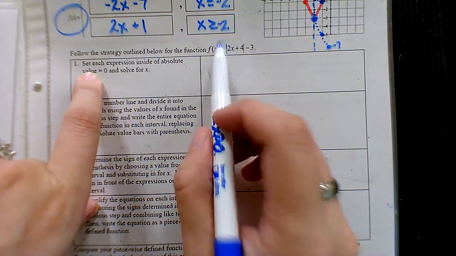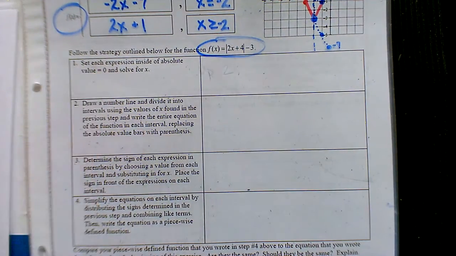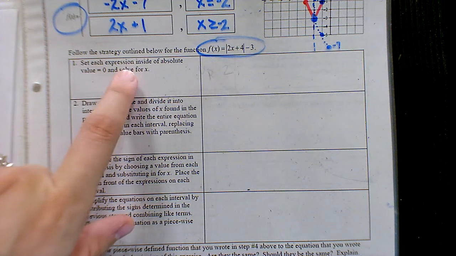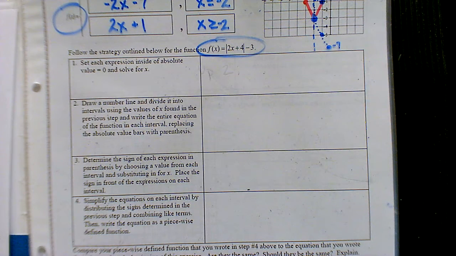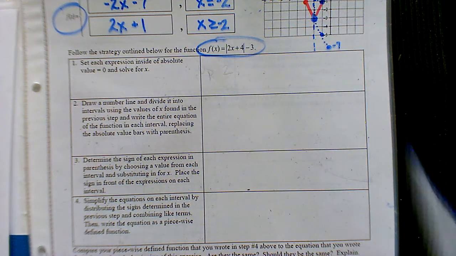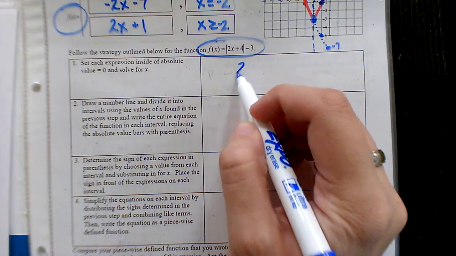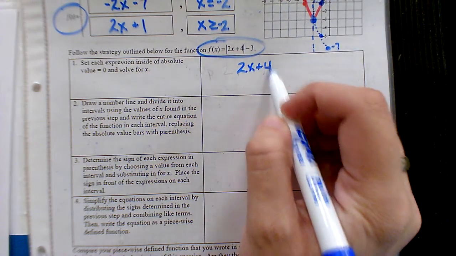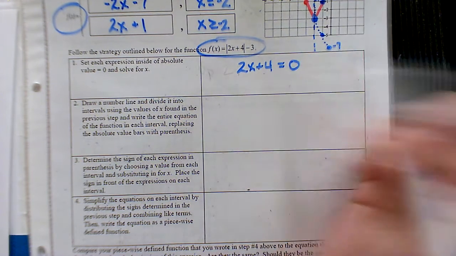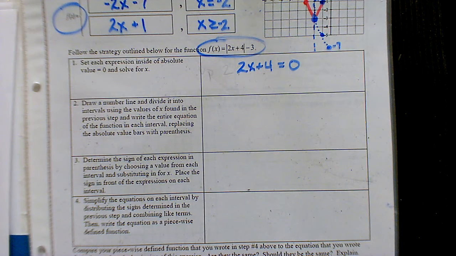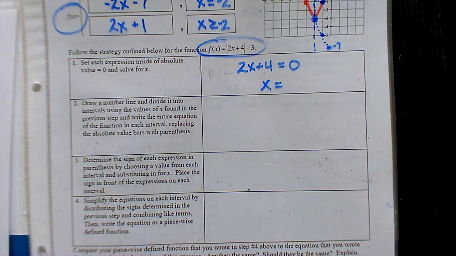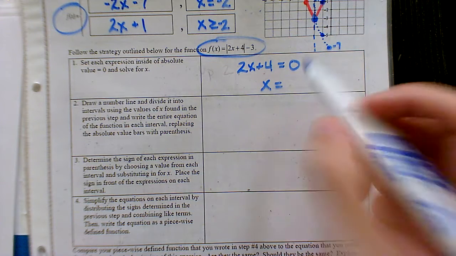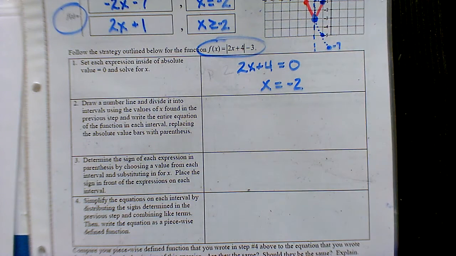So the first thing we're going to do, notice how this is the same equation we just did, so we should get the same piecewise function. We're going to set each equation inside the absolute value equal to 0 and solve for x, just the inside. So if you look at the inside piece, that would be 2x plus 4. If we set it equal to 0 and solve for x, looks like we would get -2.